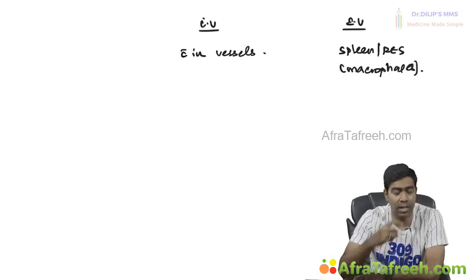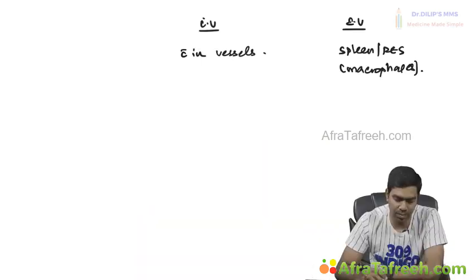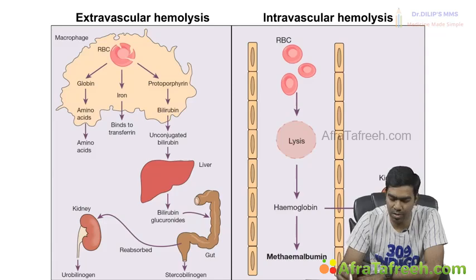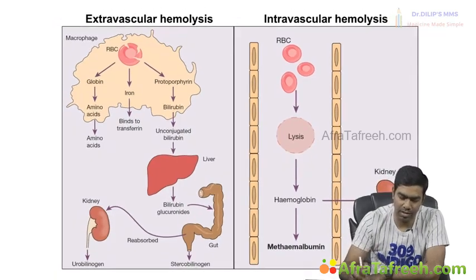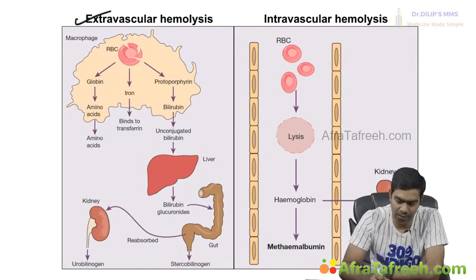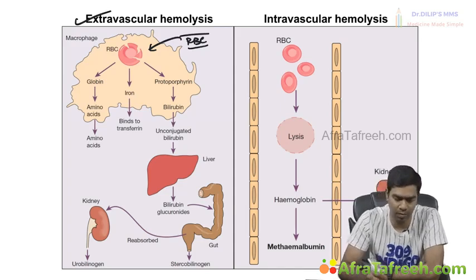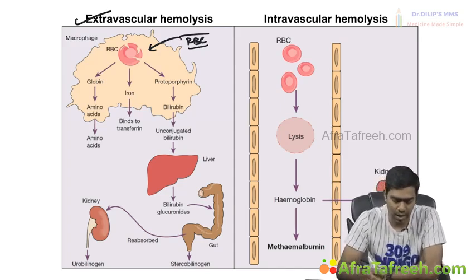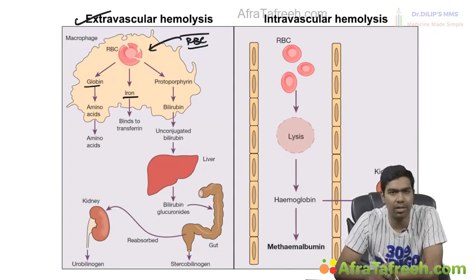It's not the RBC tearing up within the vessels, it's the macrophages ripping apart the RBC after swallowing them. So this is what we refer to as extravascular hemolysis. In this condition, to understand things better, I can show an image here. What's happening in extravascular hemolysis, you can see here, is that the excessive RBCs are swallowed by the macrophages by erythrophagocytosis, and because of that they rip apart the RBC into globin, iron and protoporphyrin.